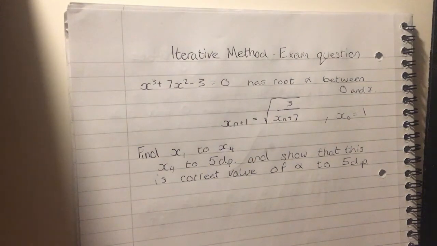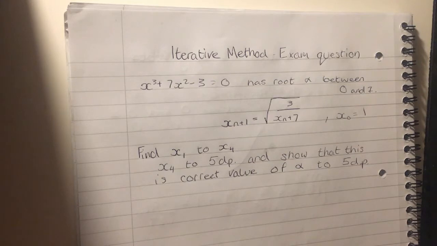Today we're looking at an iterative method exam question. This question is from the winter 2014 paper by the WJEC exam board. It's question 5 if you need to know. Basically this question gives 5 marks, and it's just an example of a pretty normal exam question. It's not hard, it's not easy, but I'm going to go through it and show you what to do and how to do it.